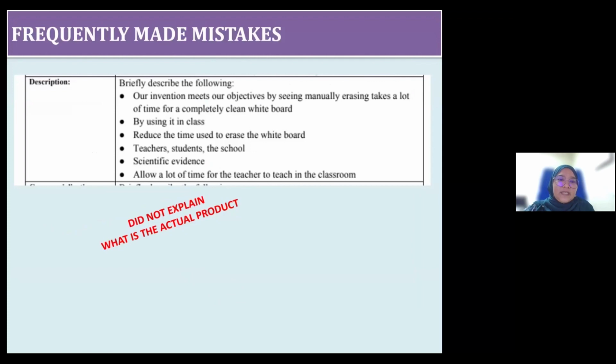Okay, and how about this one? They did not explain what the actual product is. Looking at the description, for example, "our invention meets our objective." Yes, but they were able to identify the potential user. However, it didn't tell us what the actual product is. We don't even know whether it's an application or a website. Again, what is the product about?